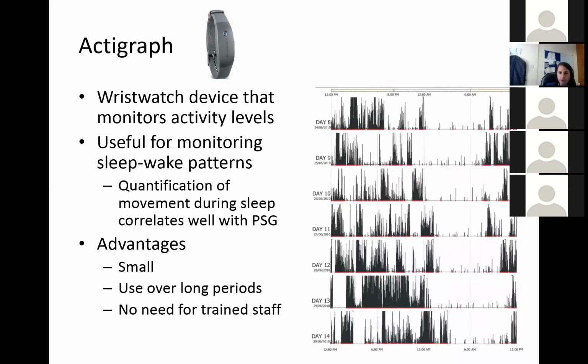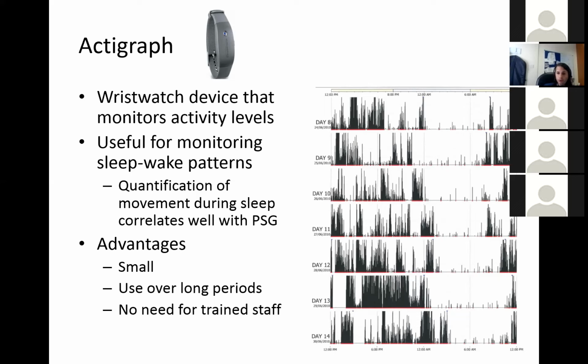So actigraphy is very useful. The Actigraph is a miniature watch-like device. So it monitors activity levels for extended continuous periods. And previous work has demonstrated its validity in monitoring sleep-wake patterns amongst infants, children, and adults. And it's previously been demonstrated that quantification of movement during sleep using actigraphy is correlated well with polysomnography measures of sleep disturbance. So rather than bringing children in for a very invasive study, putting loads of electrodes on, you can just do this.